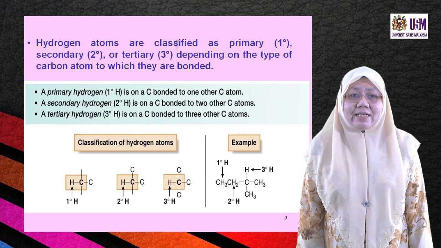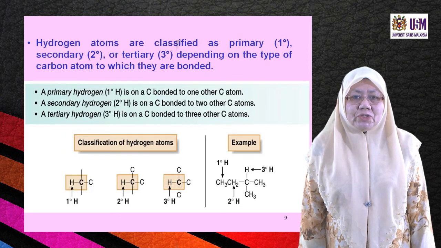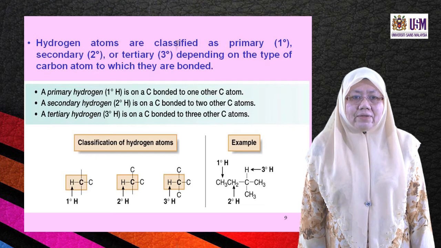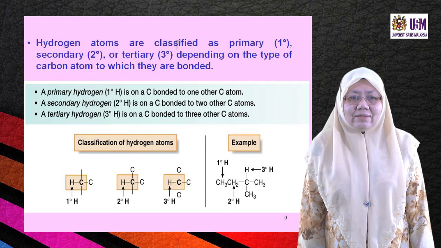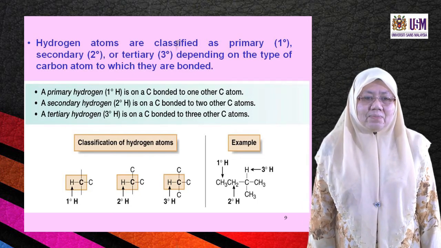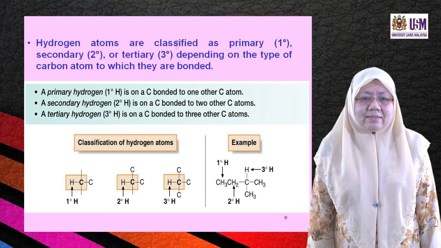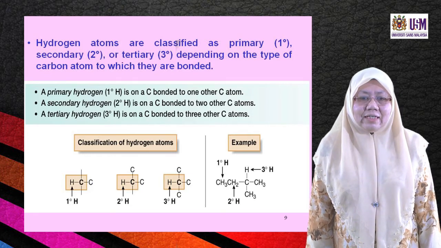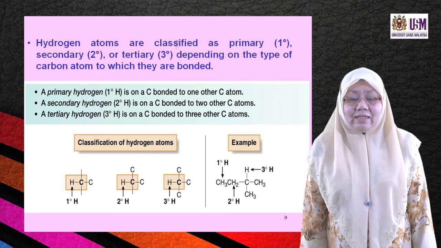Hydrogen atoms are classified as primary, secondary, or tertiary depending on the type of carbon atom to which they are bonded. A primary hydrogen is on a carbon bonded to one other carbon atom. A secondary hydrogen is on a carbon bonded to two other carbon atoms, and a tertiary hydrogen is on a carbon bonded to three other carbon atoms. Namely, a primary hydrogen is bonded to a primary carbon, a secondary hydrogen is bonded to a secondary carbon, and a tertiary hydrogen is bonded to a tertiary carbon atom.